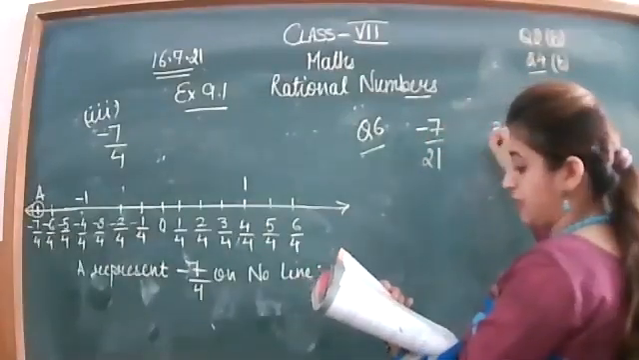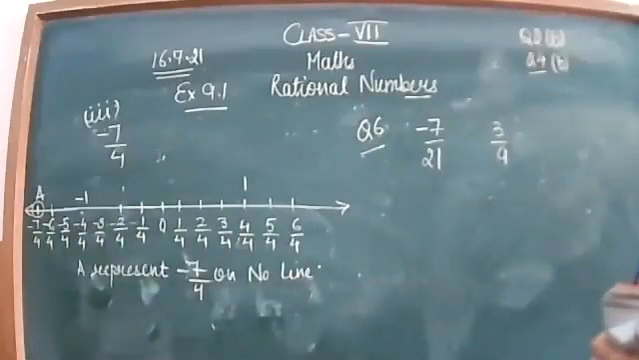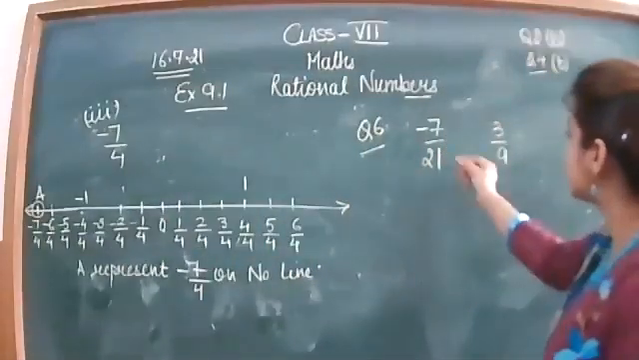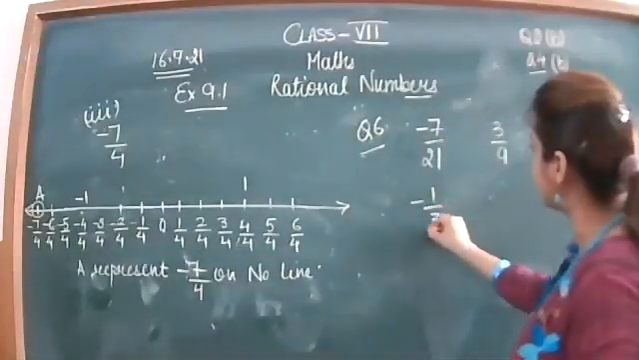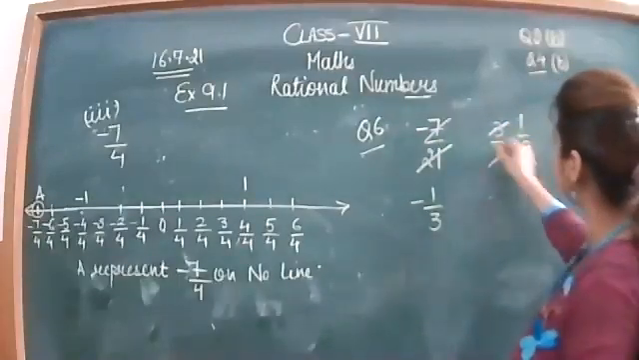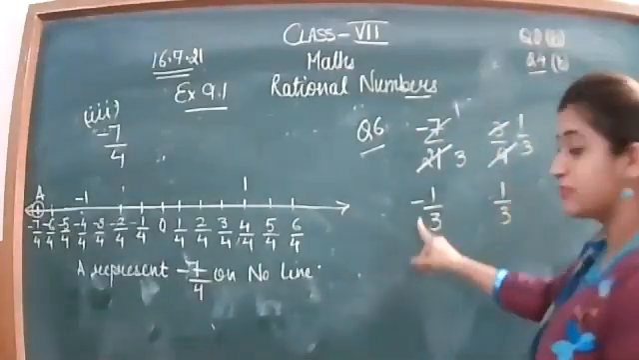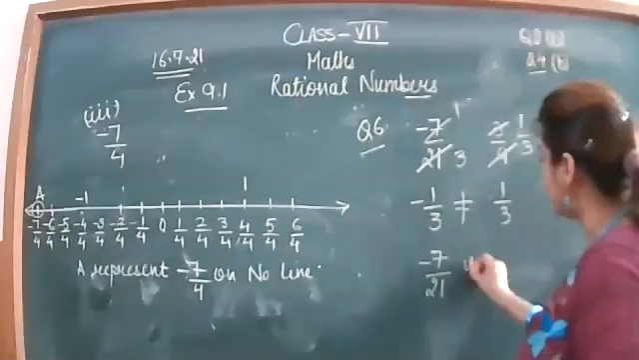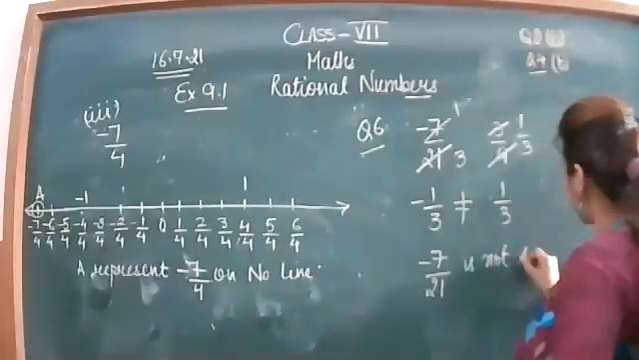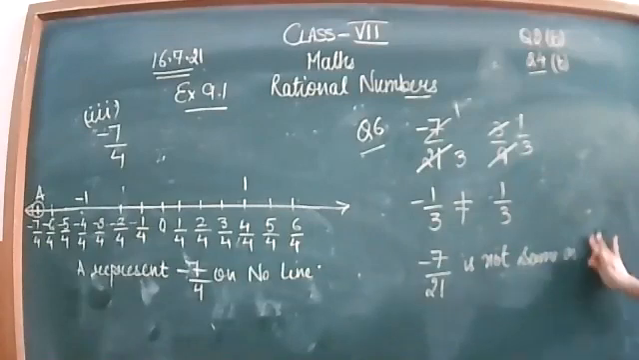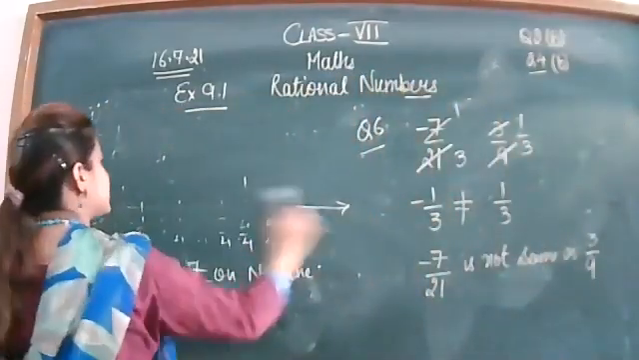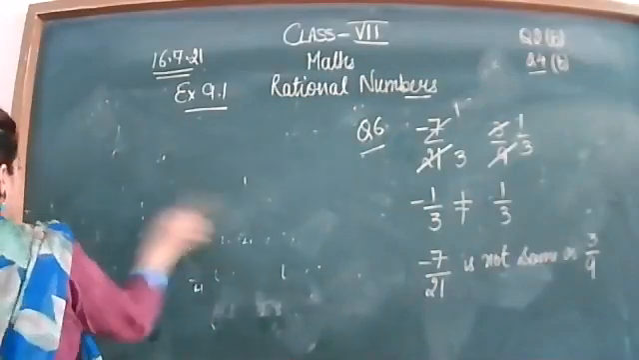-7/21, 3/9. Which of the following pair represent the same rational number? You have to check, are they same? So you please cancel it out. इसकी कटिंग करेंगे -1/3 आ जाएगा. इसकी कटिंग करेंगे 1/3 आ जाएगा. Are they same? This is negative, this is positive. They are not same. That means -7/21 is not same as 3/9. They are not same. They are not equal. If after cancellation their answer is same, then you can say that they are same, otherwise no.